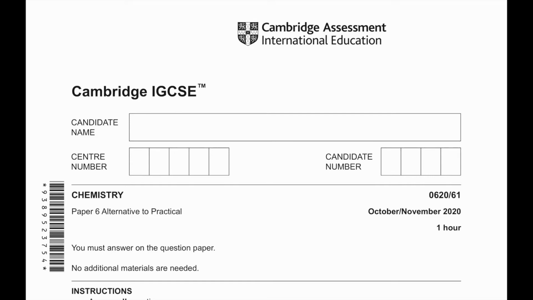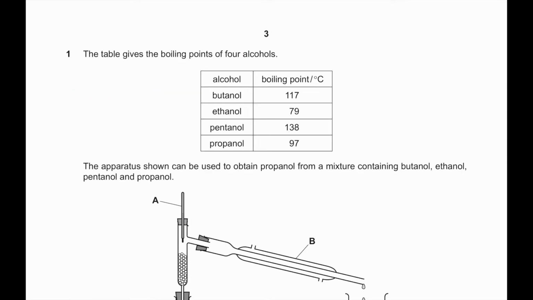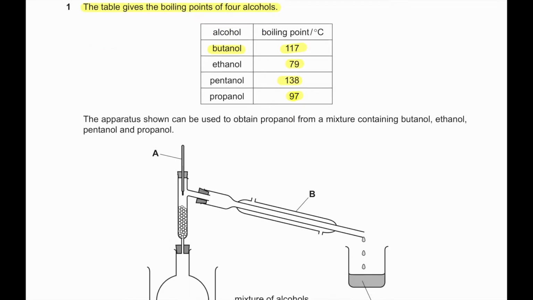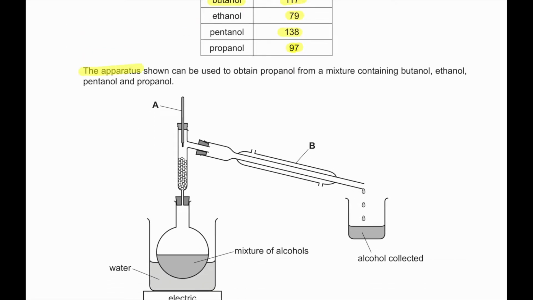Today we'll be solving Cambridge IGCSE Chemistry Paper 6 Alternative to Practical, October-November 2021, 062061. Question number 1. The table gives the boiling point of 4 alcohols. We can see butanol with 117, then ethanol with 79, pentanol with 138, and propanol with 97 degrees Celsius as boiling point. The apparatus shown can be used to obtain propanol from a mixture containing butanol, ethanol, pentanol, and propanol.